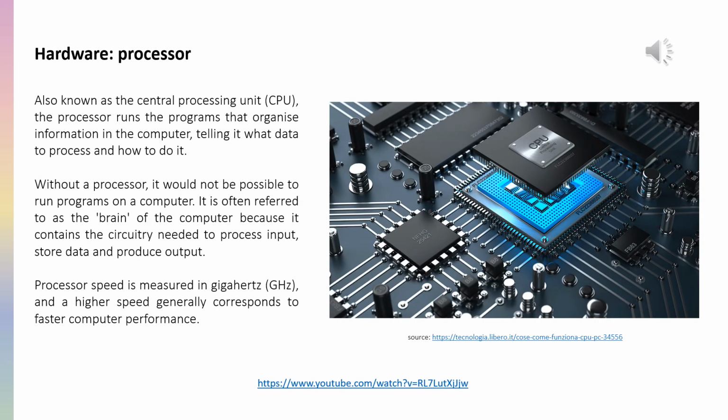The processor, also known as the Central Processing Unit (CPU), runs the programs that organize information in the computer, telling it what data to process and how to do it. Without a processor, it would not be possible to run programs on a computer. It is often referred to as the brain of the computer because it contains the circuitry needed to process input, store data, and produce output. Processor speed is measured in gigahertz, and a higher speed generally corresponds to faster computer performance.